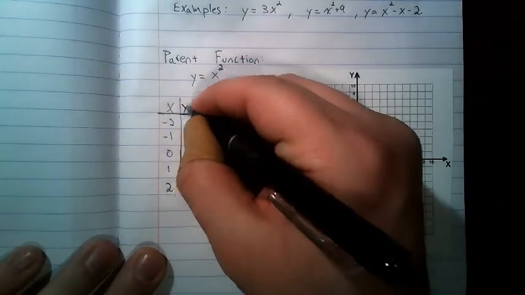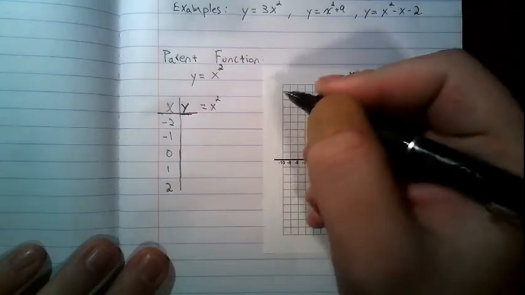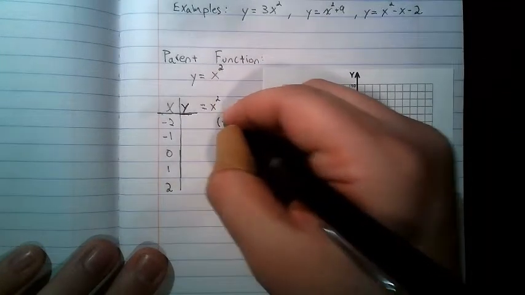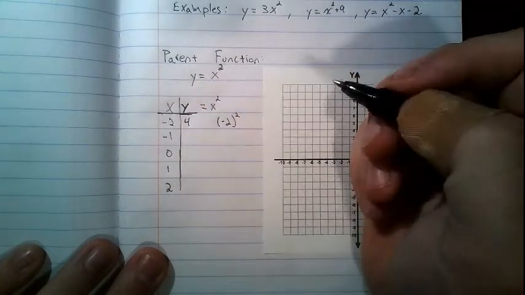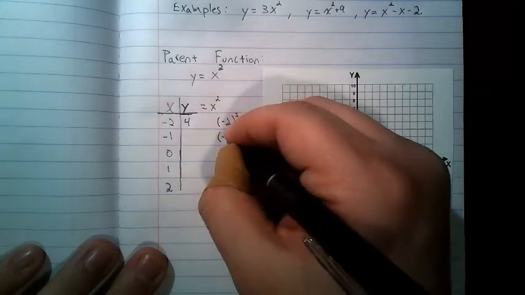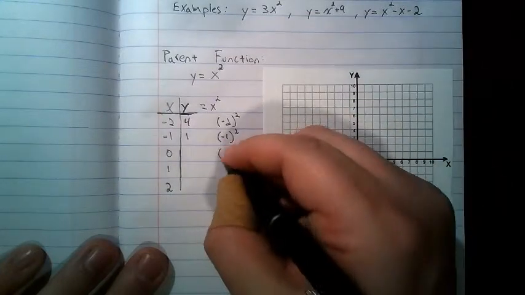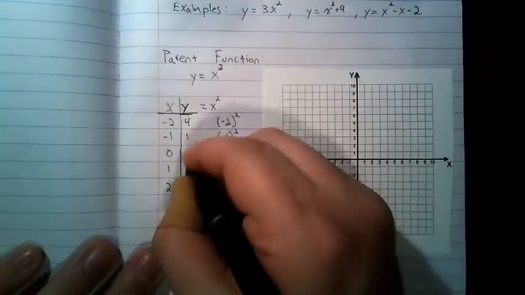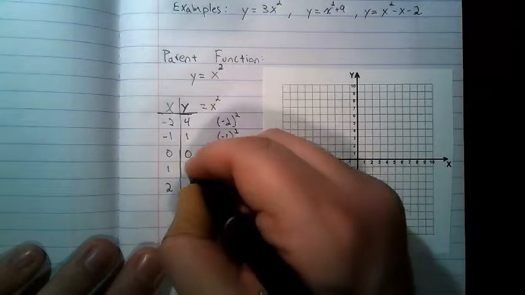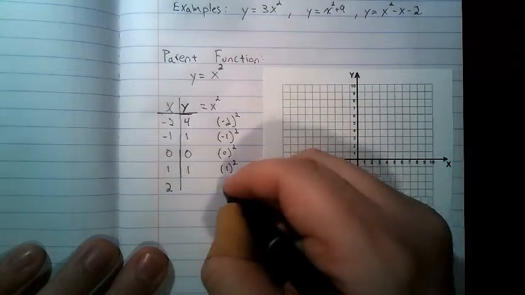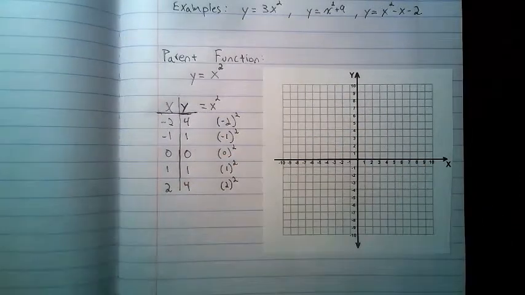So my parent function is y equals x squared. Well, negative 2 squared would give me 4. Negative 1 squared would give me positive 1. 0 squared would give me 0. Positive 1 squared would give me positive 1. Positive 2 squared would give me 4.